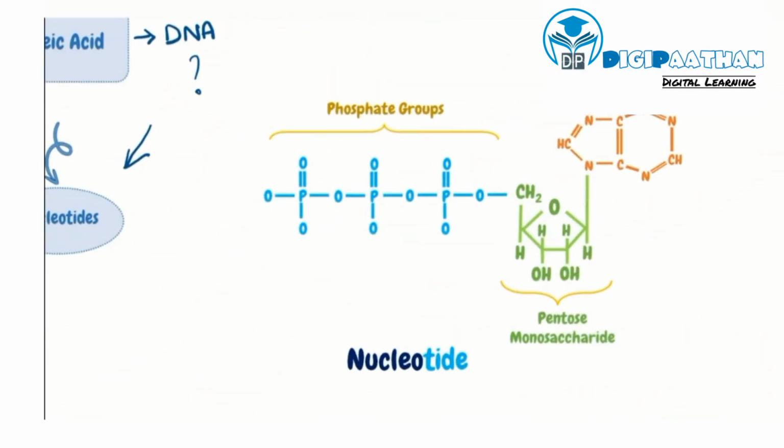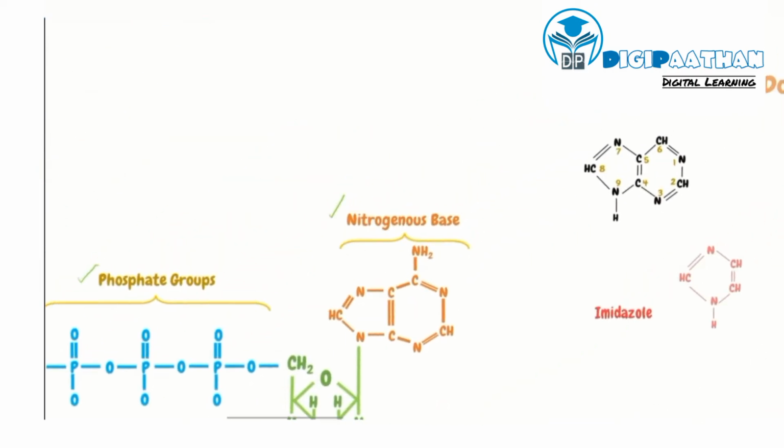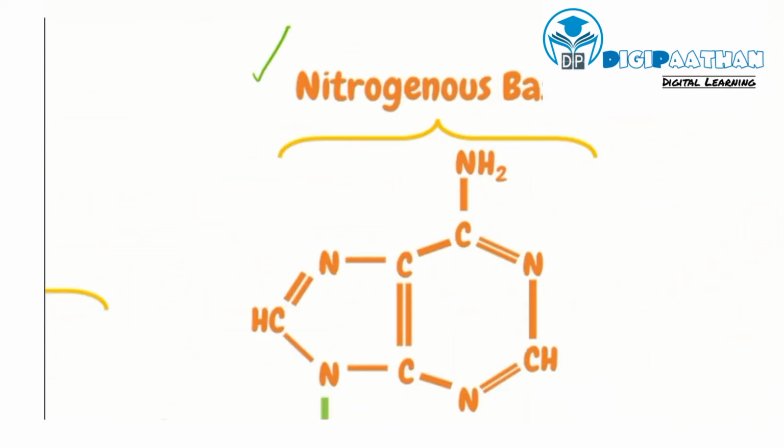So now, nucleotides are composed of three main components: a nitrogenous base, like as you can see here, a pentose sugar, and 2 to 3 phosphate groups. So now first we'll talk about nitrogenous base. So nitrogenous base, the name is giving you a hint that nitrogen is a must.